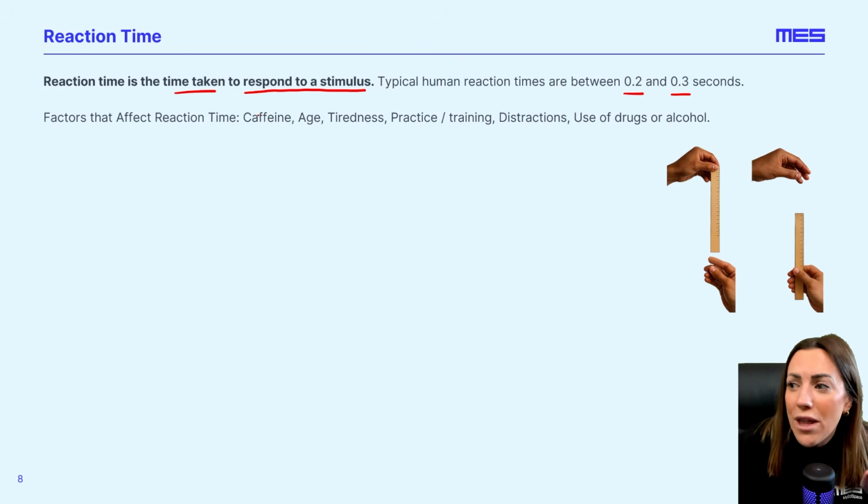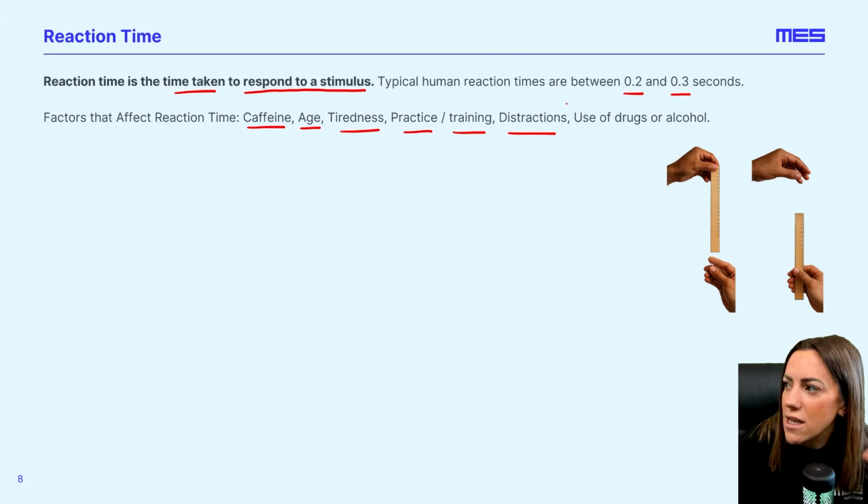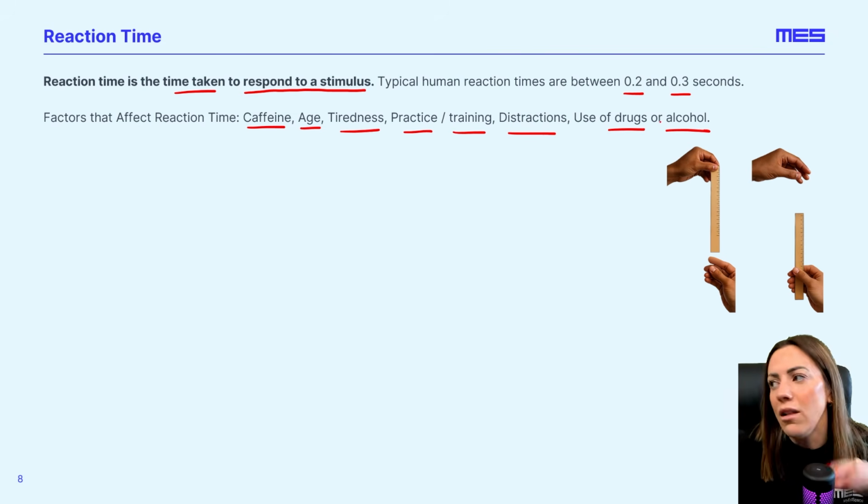So, for example, whether or not you've had caffeine, because caffeine is a stimulant. Age might affect reaction time. Does it slow down as you get older? If you're tired, does that slow down your reaction time? If you've practiced or you've trained to do something over and over again, do you get faster at it? If there's any distractions in the room, would that slow down your reaction time? Like if there's loud music or someone's talking to you. If you've had any drugs, medications, or you've been drinking alcohol, that would likely affect your reaction time.